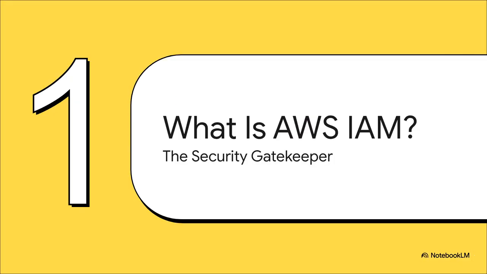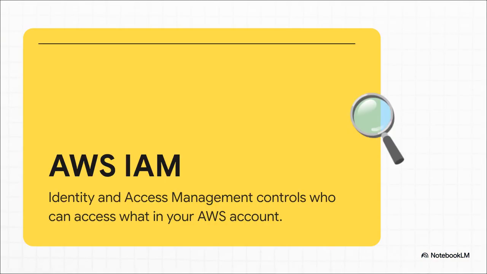Section 1. What is AWS IAM? Okay, let's start with the absolute basics. You can really think of IAM as the ultimate all-seeing security guard for your entire AWS account. IAM stands for Identity and Access Management. It is the service used to control exactly who can access an AWS environment, what specific resources they're actually allowed to touch, and what actions they are permitted to perform.